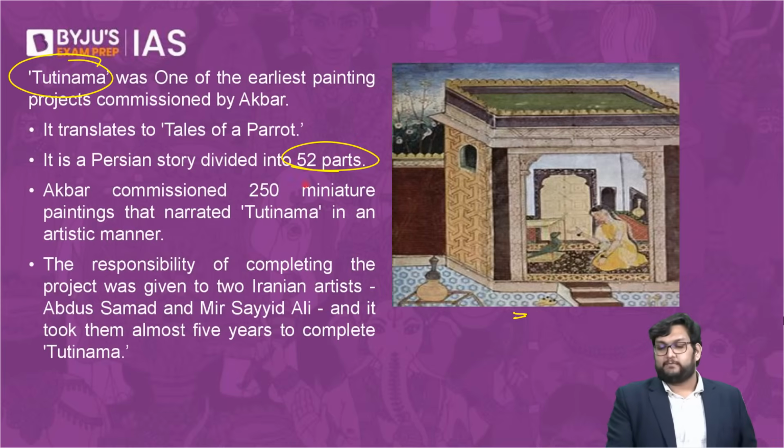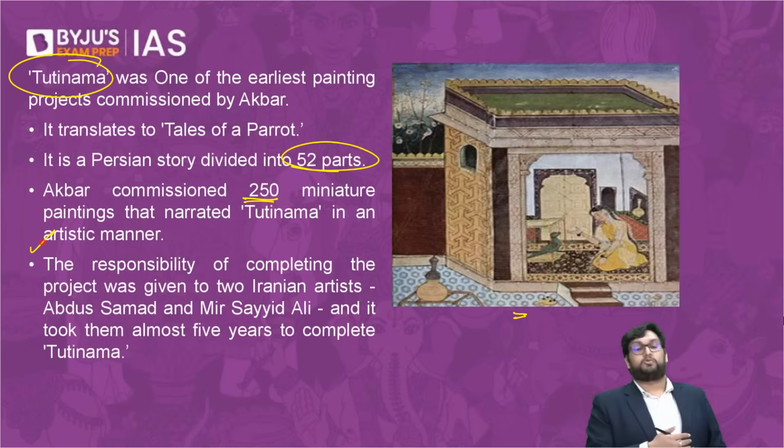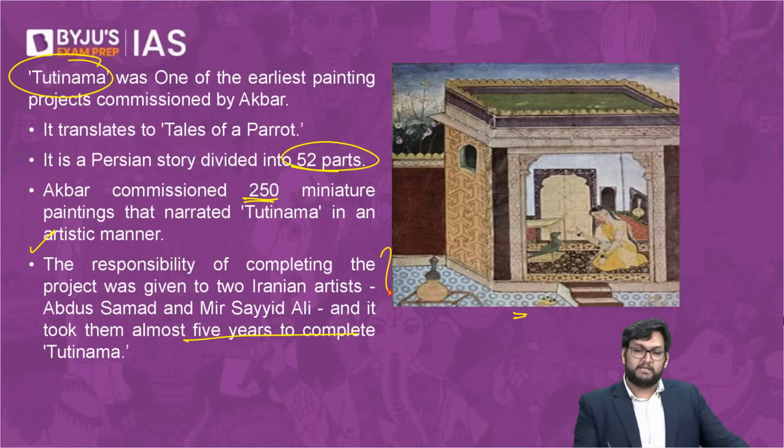52 parts are there. 250 miniature paintings were made to represent these 52 parts, and this will take close to 5 to 6 years to make. And the 5-year completion means that they were making not more than 50 images in a year, meaning one image in a week in a way. And therefore it was quite heavy work when you try to produce something.